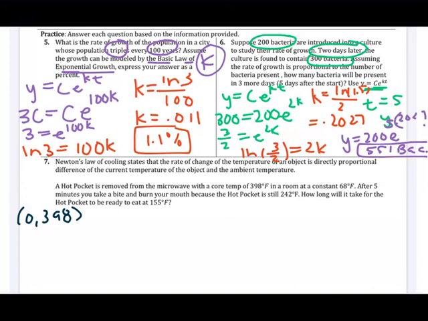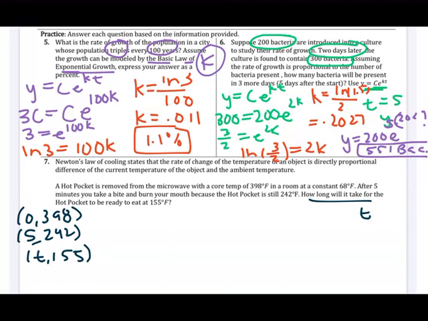After 5 minutes, here's our second ordered pair, you take a bite and burn your mouth because the hot pocket is still at 242 degrees Fahrenheit. How long, so we're looking for time, how long will it take for the hot pocket to be ready to eat? And they're telling us that that temperature where it's ready to eat is 155 degrees Fahrenheit. So we're sort of going to set up a system of equations here.